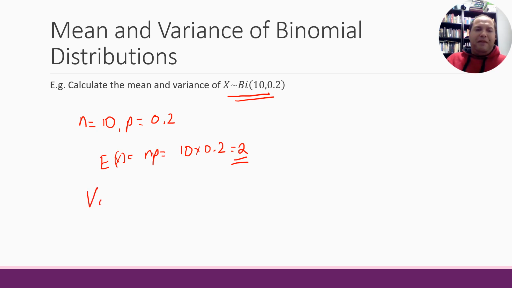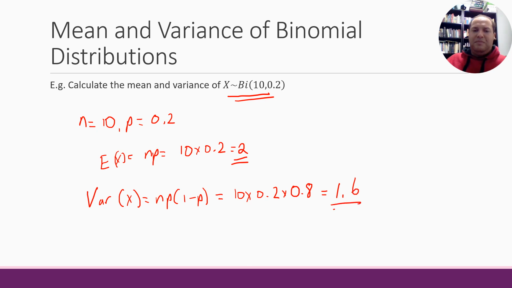All right, for my variance of X, that's np(1 minus p). So that's going to be 10 times 0.2 times 1 minus p, which is 0.8. We've already worked out 10 times 0.2 is 2. 2 times 0.8 equals 1.6. And there's my variance of this particular distribution.